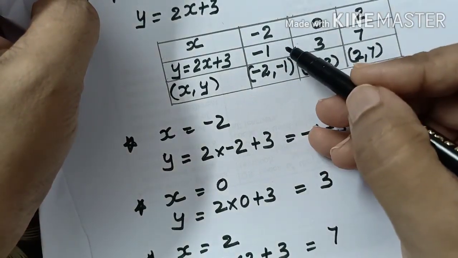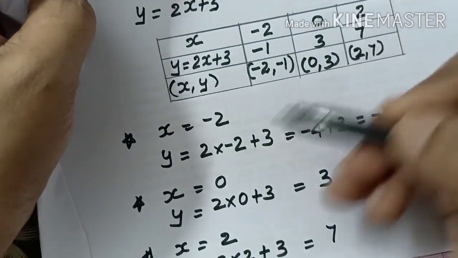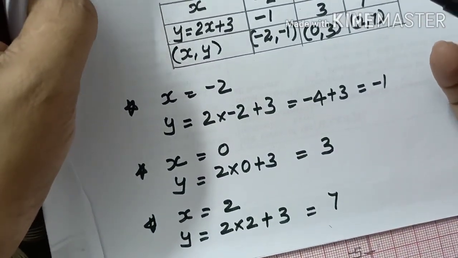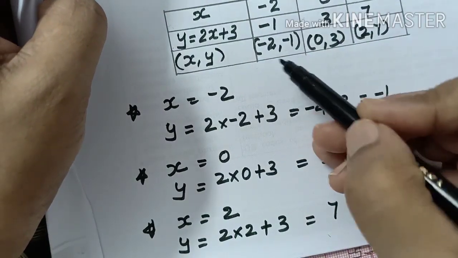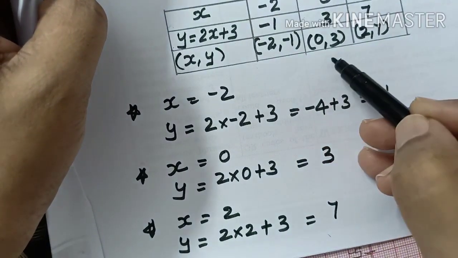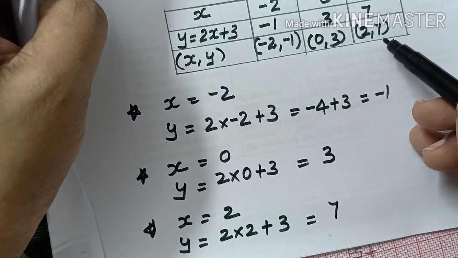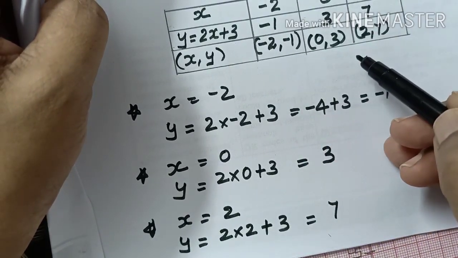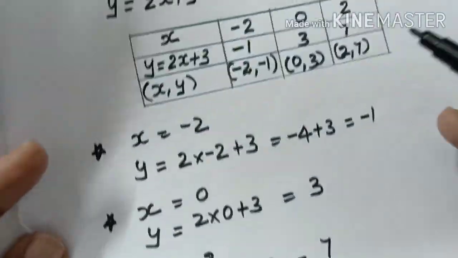Now I have taken minus 2 and 2. Of course, 0 is also taken. Actually, 2 values are sufficient. Now, let us go into the graph. So, we got the ordered pairs as minus 2, minus 1; 0, 3; and 2, 7. So, we have to represent these on the graph. We will see how we will get it.